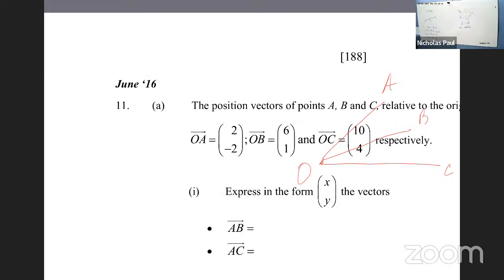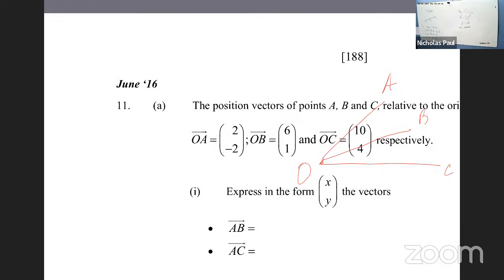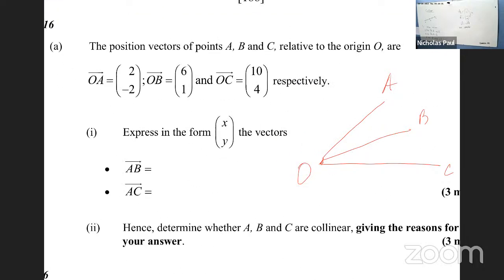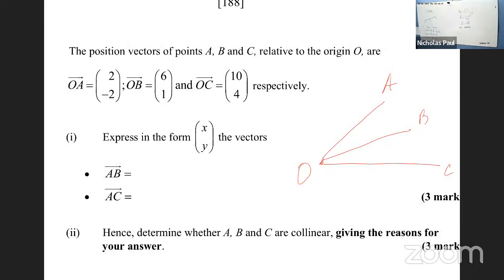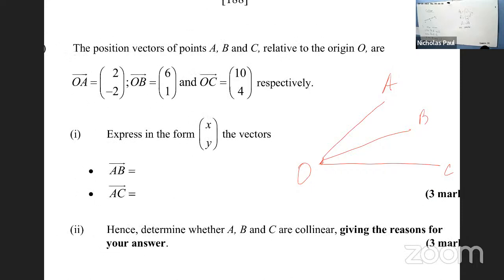The year is June 2016, number 11. Try that, please. Draw the diagram, and then see if you can find AB and AC. Take your time. It's the same process. Find the alternate route from A to B. Find the alternate route from A to C.